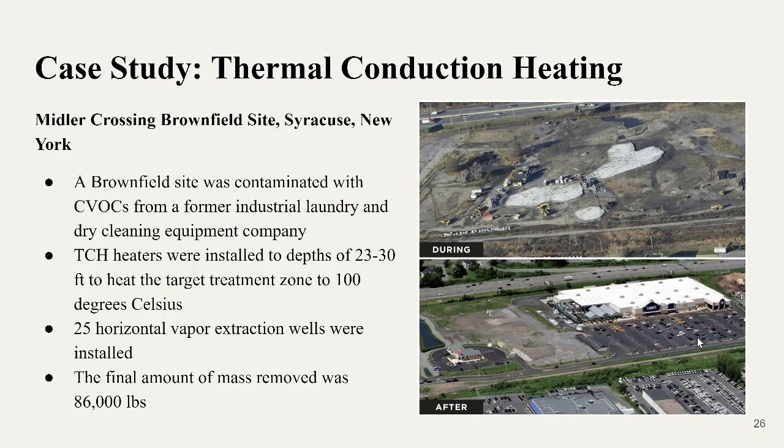The approach to this project was to first install TCH heaters to a depth range of 23 to 30 feet to heat the target treatment zone to 100 degrees Celsius. TerraTherm installed 25 horizontal vapor extraction wells beneath an insulated vapor cover to ensure air pressure control and effective extraction of steam and COC vapors above the shallow water table.